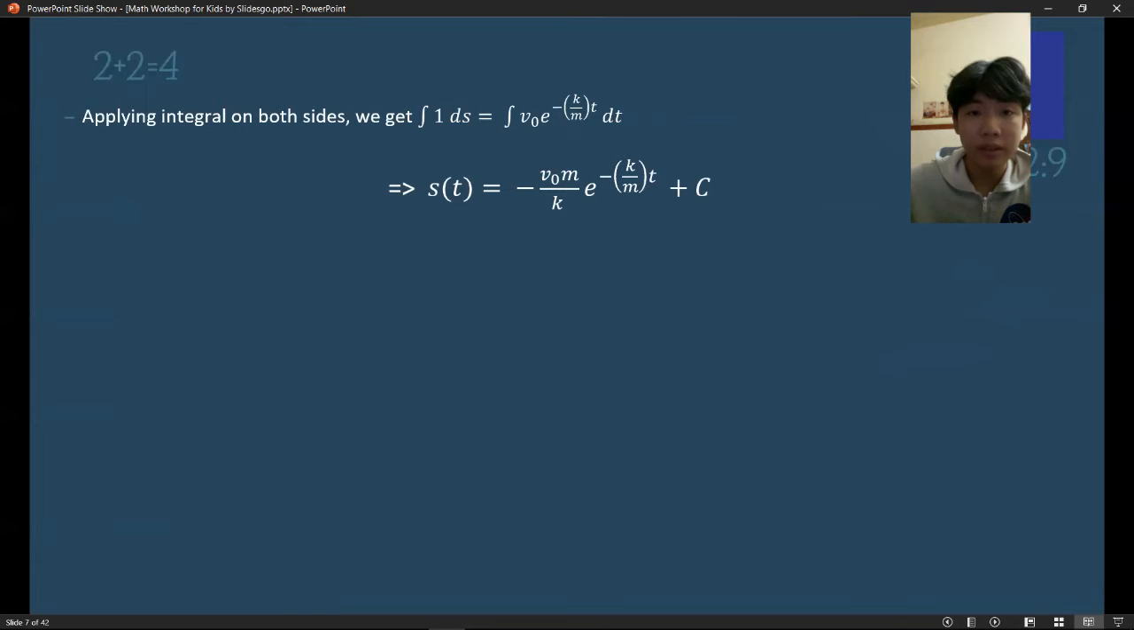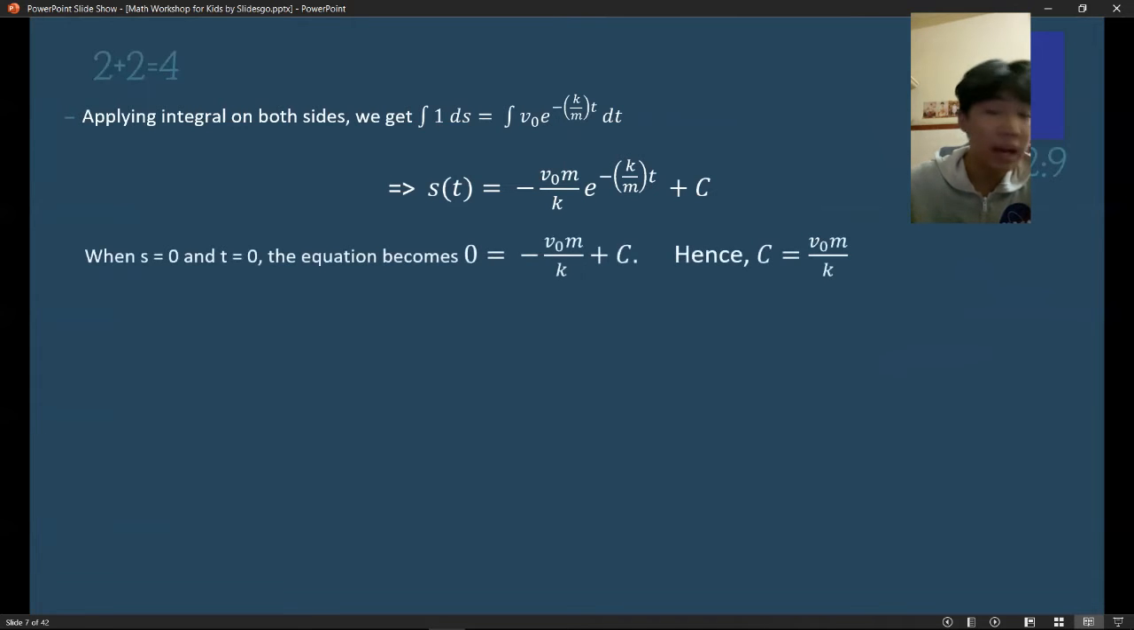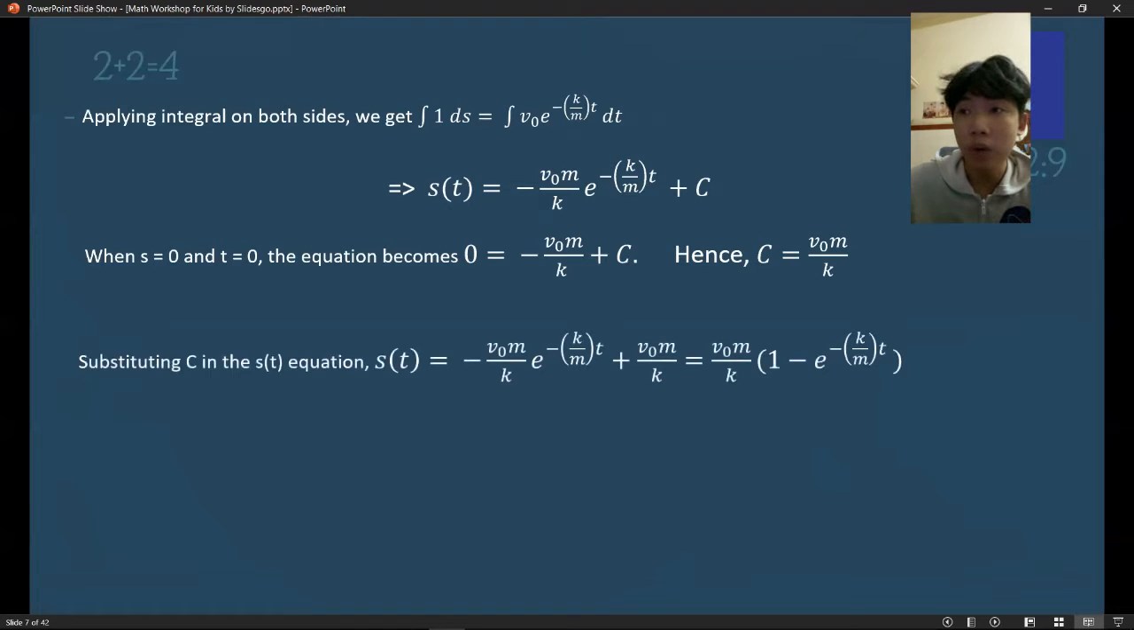The next part is that we let s is equal to 0 and t is equal to 0. So the whole equation becomes 0 equals the negative of v0 m divided by k plus c. In this case, we can find c, which is equal to v0 times m divided by k.